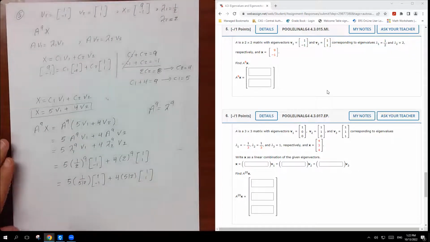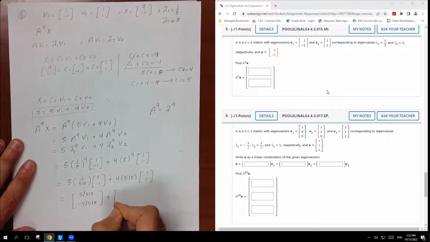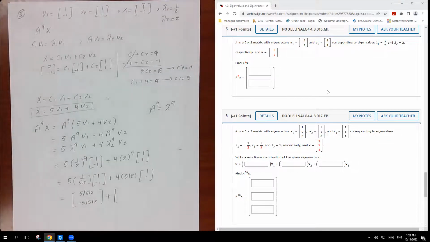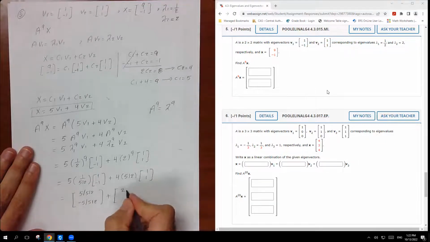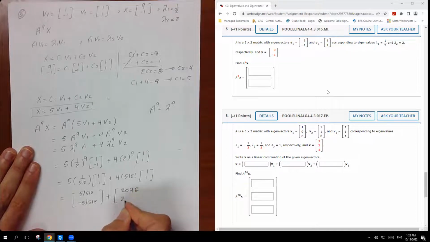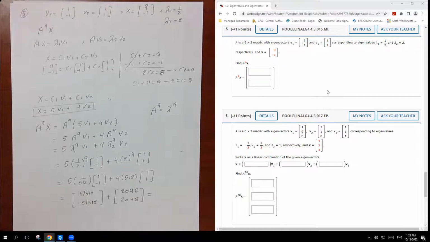Then we're just going to simplify this one. We can divide this one. So the whole thing is going to be 5 over 512 and here's -5 over 512. You're going to add this vector: 4 times 512 is going to be 2048 times 1. So here's 2048 and here's 2048. Then we just have to add these together.